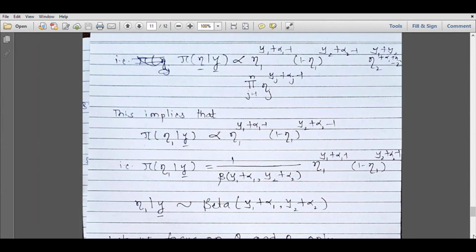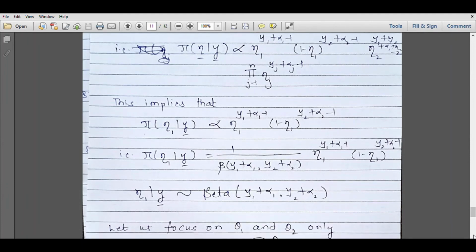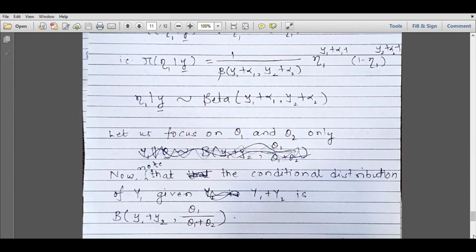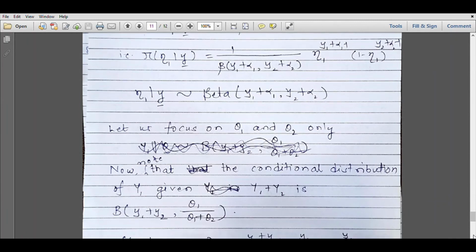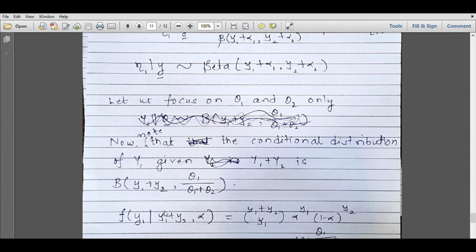Now again, we made a small conjecture in the previous exercise that we could have reduced the entire multinomial model to a binomial model. So let us try to do it here again. Let us focus on theta 1 and theta 2 alone. Note that the conditional distribution of y1 given y1 plus y2 is binomial with parameters y1 plus y2 and theta 1 upon theta 1 plus theta 2. So the distribution of y1 given y1 plus y2 and alpha, where I am calling theta 1 upon theta 1 plus theta 2 as alpha, will be simply y1 plus y2 choose y1, alpha raised to y1, 1 minus alpha raised to y2.